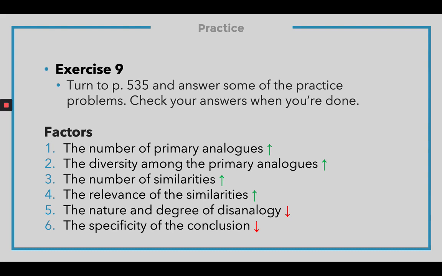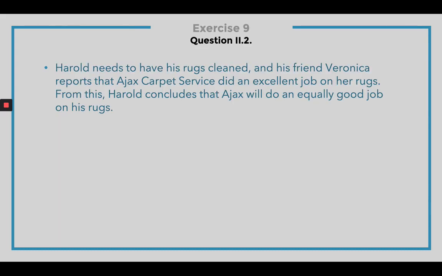And so I've listed these 6 factors here that you want to be paying attention to: number of primary analogs, diversity among the primary analogs, number of similarities, relevance of similarities, the nature and degree of disanalogy, and the specificity of the conclusion. Those are the 6 things we're looking for. Does it affect those? If so, does that make it stronger or weaker? So let's look at an example.